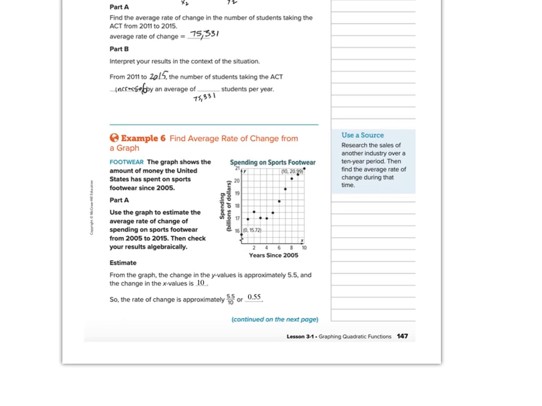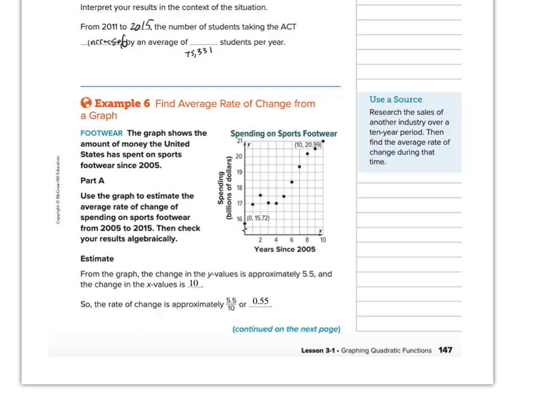Finding the average rate of change from a graph. Again, there's a lot of stuff going on in this graph, but they don't care about everything. They're just trying to find the average rate of change between this point and this point. They don't care about what's going on in between. They want to know the average rate of change. So you're just calculating slope.